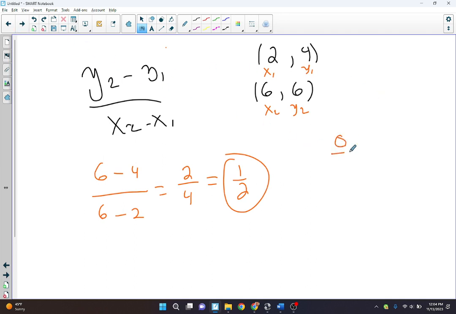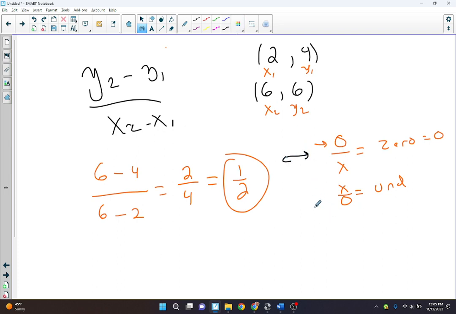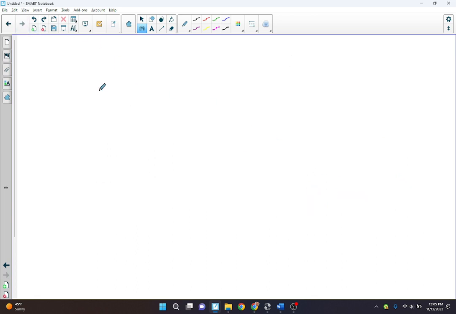Also know, if you have a 0 on top, that becomes 0. Or you could write the letters or number 0. And if you have a 0 on bottom, no matter what happens, that's going to be undefined. Okay? Don't forget that. Right. 0 on top is 0. A 0 slope would look like left to right, and an undefined slope would look up and down like this. Okay? All right.